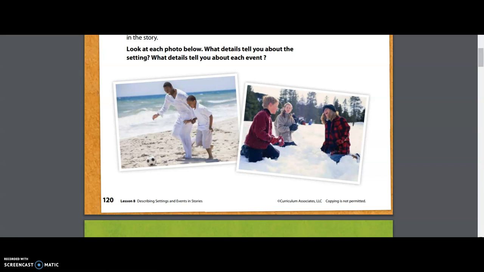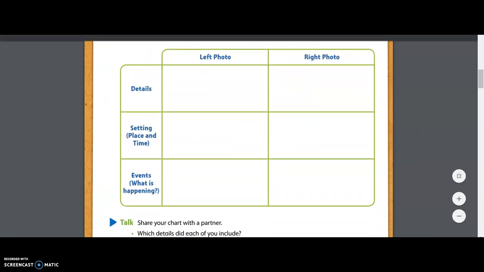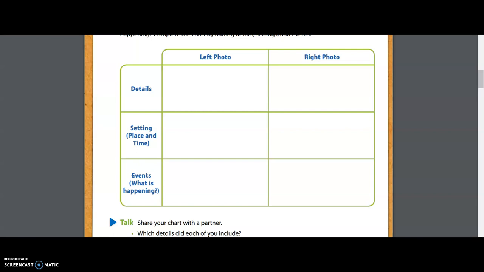If you said that it's probably summertime, you are 100% correct. And I already knew you guys were super smart, so I'm really proud of you guys for getting that right. So that's our setting for that first one. So in that box where it says setting, I would put that they're at the beach during the daytime. That's what I would write down here in my graphic organizer, is that they're at the beach during the daytime.